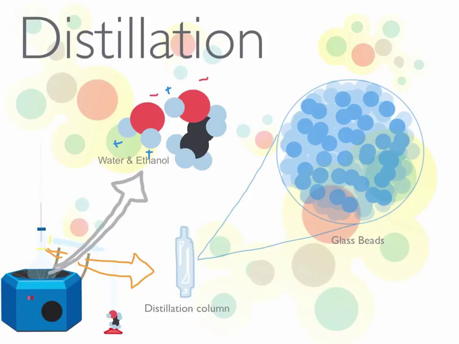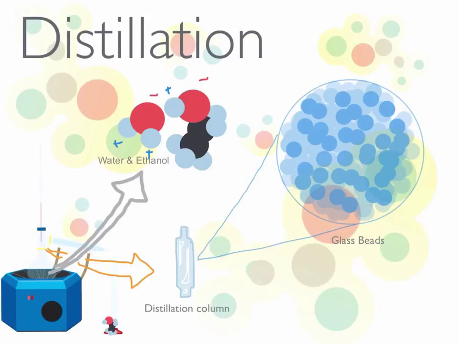This is accomplished by adding a distillation column filled with glass beads between the distillation head and the round bottom flask. The surface of the glass beads is what causes the vapor to condense and evaporate multiple times as it moves up the distillation column. By the time the vapor reaches the distillation head, it would be richer in ethanol compared to simple distillation, and then it will condense and become the distillate.